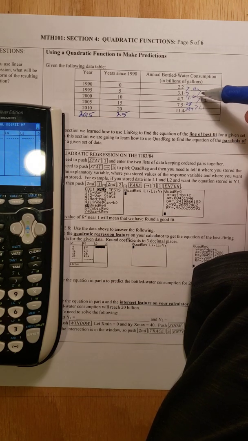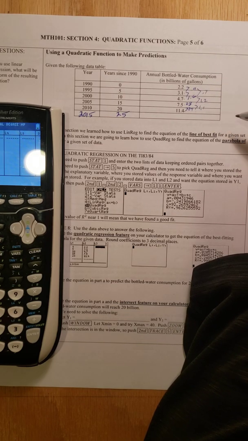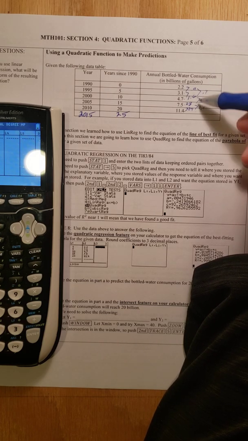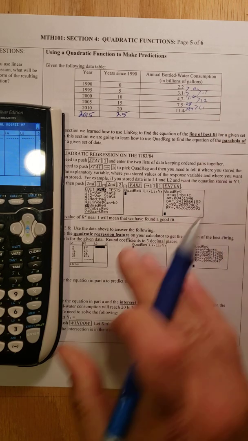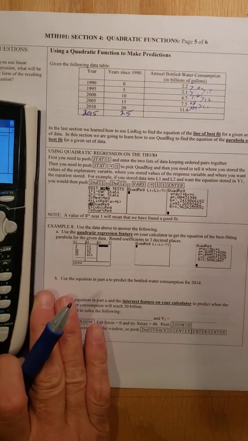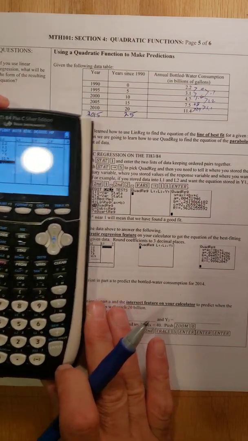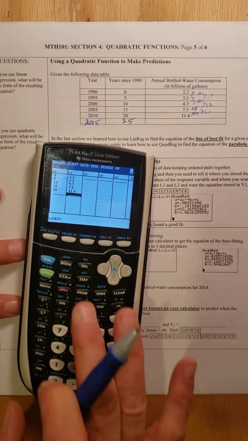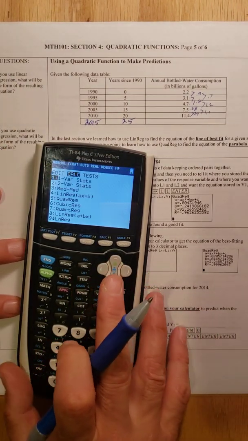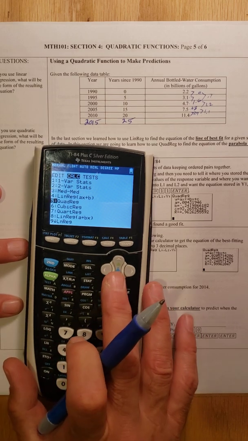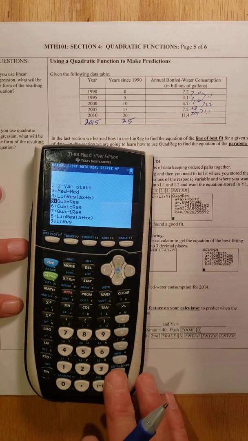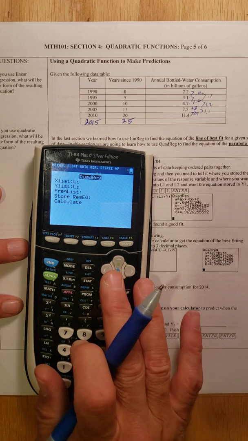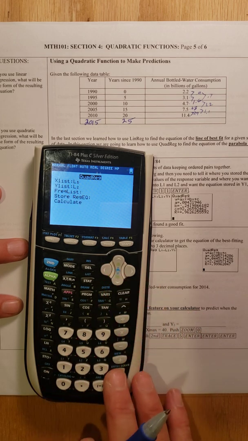So you see what I'm doing here? I try to see, is it linear? And it certainly doesn't look like it's linear. The second one tried to match up, so I don't know if it's going to fit a quadratic. We're going to find out here in a minute. I put these in as L1 and L2, and then I'm going to run stat calculate, but instead of running linear regression, I'm going to run quadratic regression. I have them in as L1 and L2, and then I'm going to calculate.